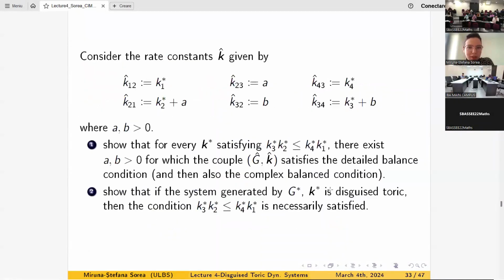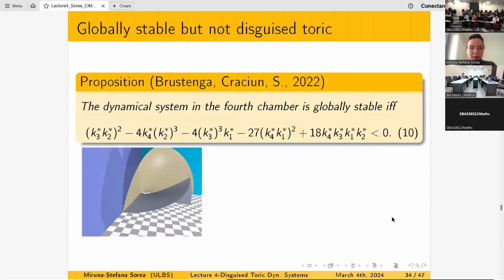I don't know if I should explain the proof, or maybe I skip the proof and during the tutorial you can read all the details of this proof in the paper by Brustenga, Craciun, Sorea, Disguised Toric Dynamical Systems. And I think it's interesting to look at it during the tutorial, discuss it together and make the computations.